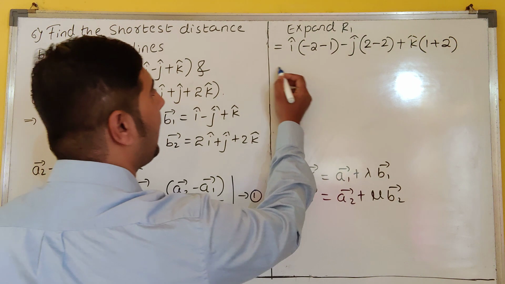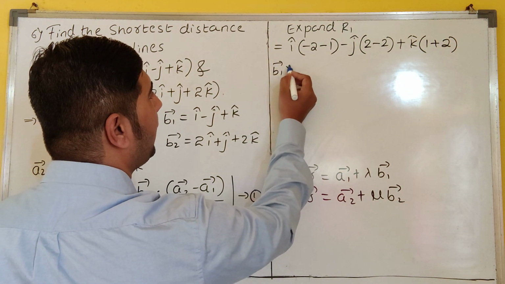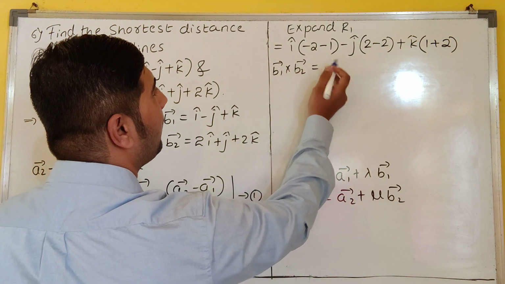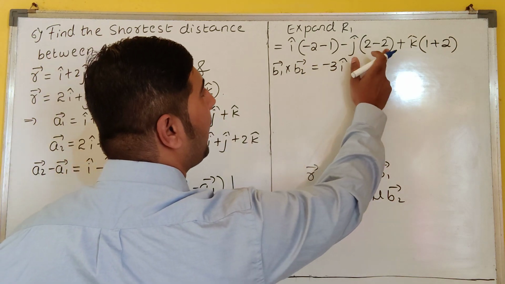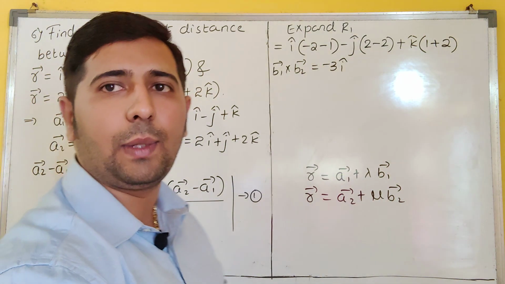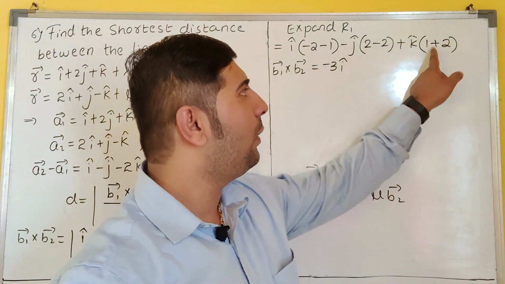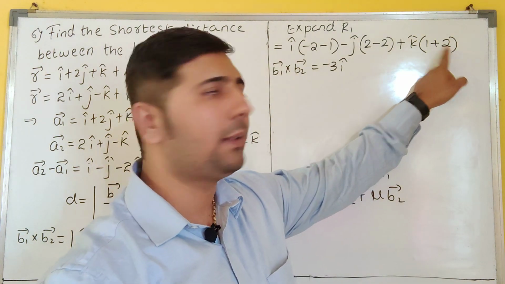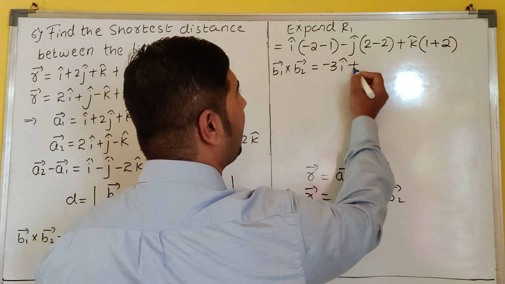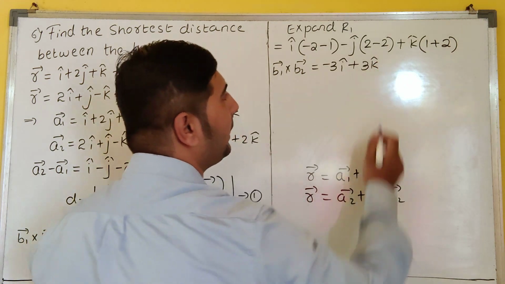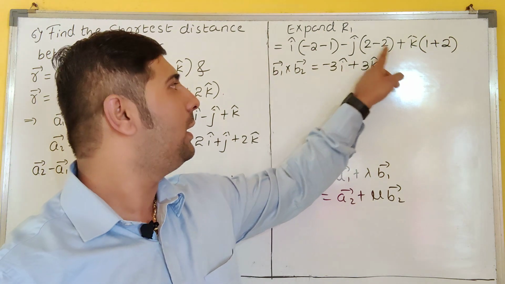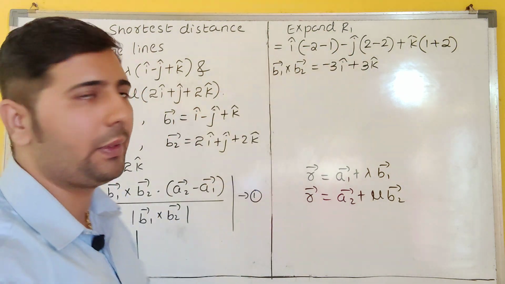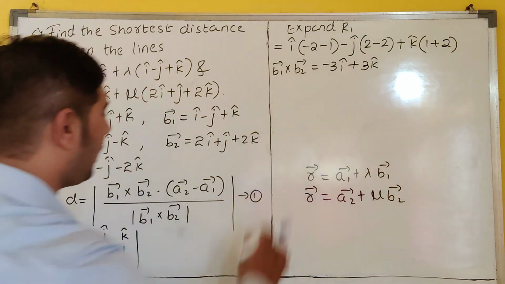Clear? So how much will you get? b1 cross b2. See here. Minus 2 minus 1 is minus 3 i cap. 2 minus 2 is 0. 0 into anything is 0, dear students. 1 plus 2 is 3, 3 into k cap, 3k cap. I have left out j. Why am I leaving j, you know? 2 minus 2 is 0, and 0 into anything is 0, dear students. So now I got b1 cross b2.